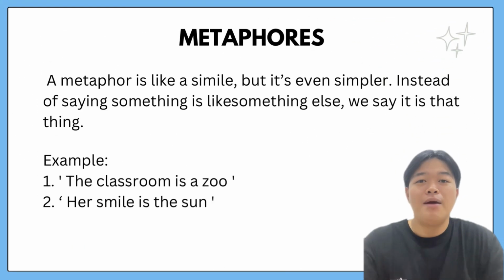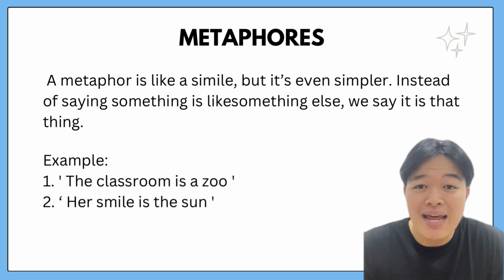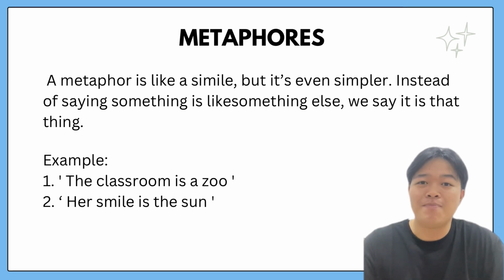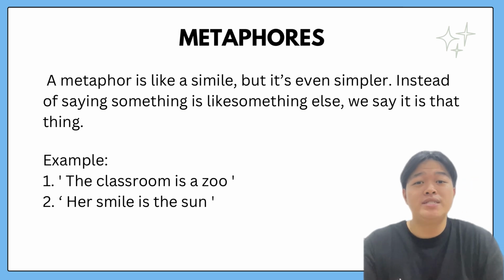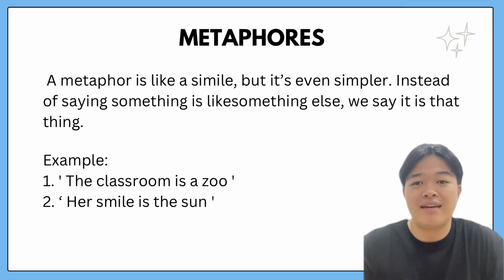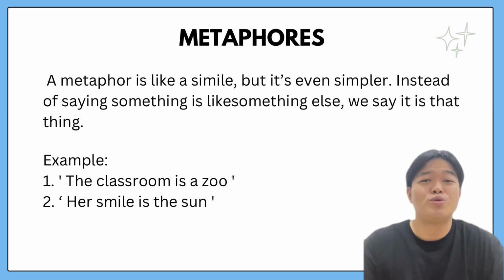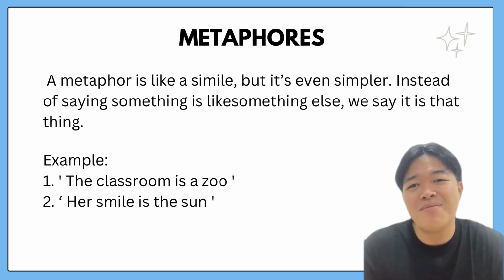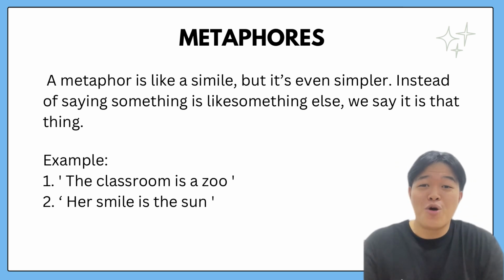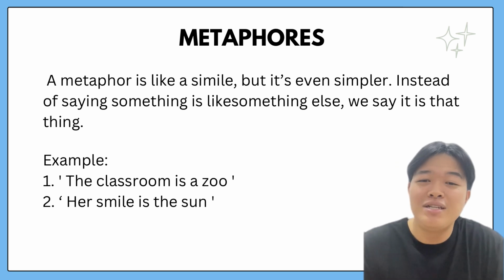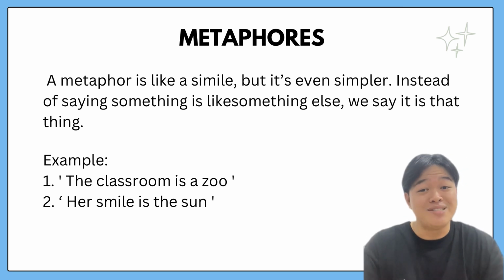Okay, so next up, we have metaphors. A metaphor is like a simile, but it's even simpler. Instead of saying something is like something else, we say it is that thing. For example, the classroom is a zoo. So do we really mean there are animals running around? No, we're just saying it's very noisy and wild, just like a zoo.